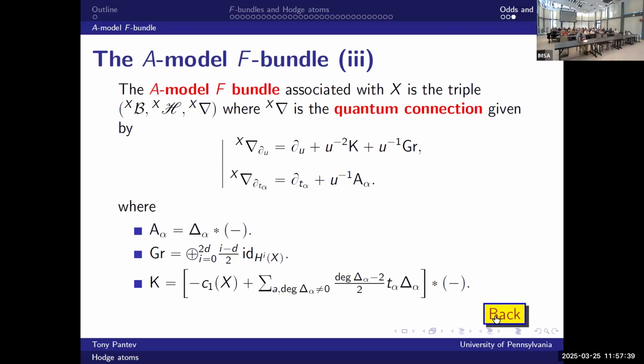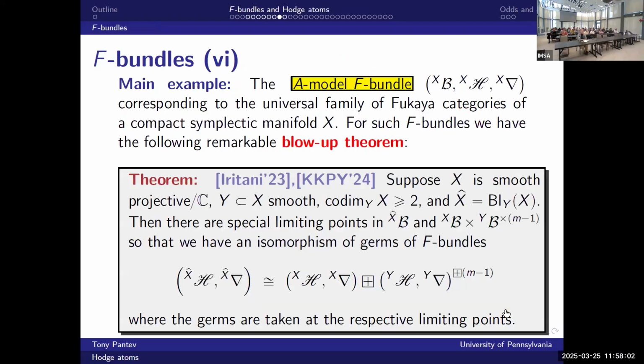So that's the A model F bundle. It depends on the Gromov-Witten theory, and it depends on all integral symplectic forms. The space of all symplectic forms. These are the deformation parameters for the variation. And as I said, on a projective manifold, we'll just take the Néron-Severi group tensor Q. That's the base. And so this is actually a parameter space for the deformations of the Fukaya category of the symplectic manifold.